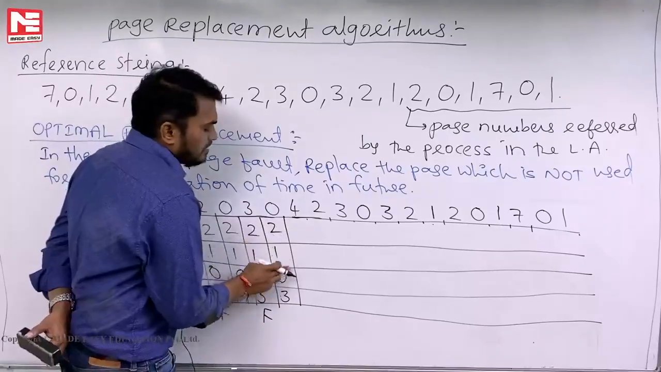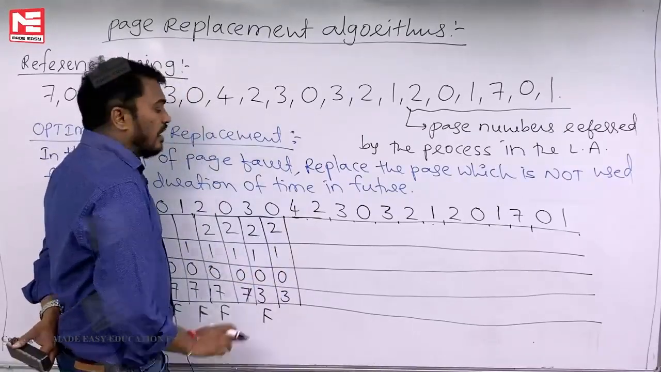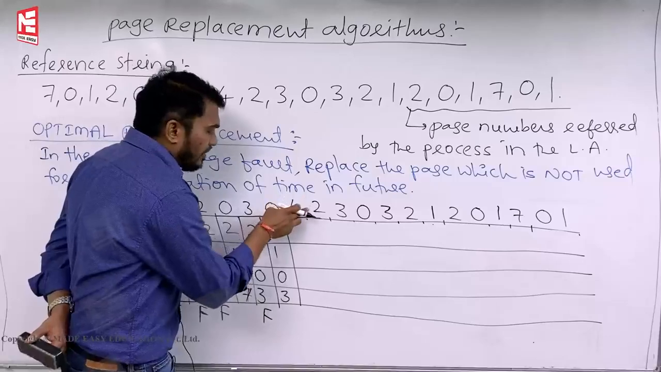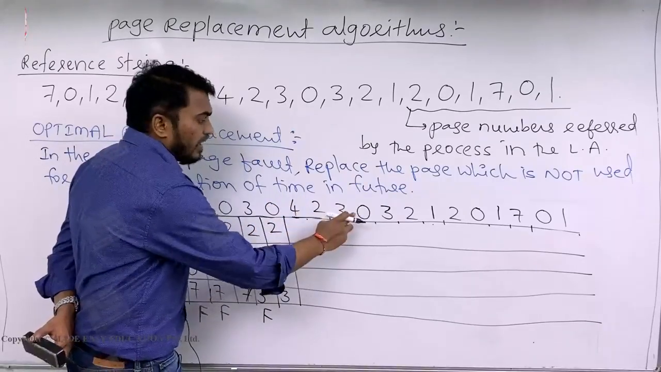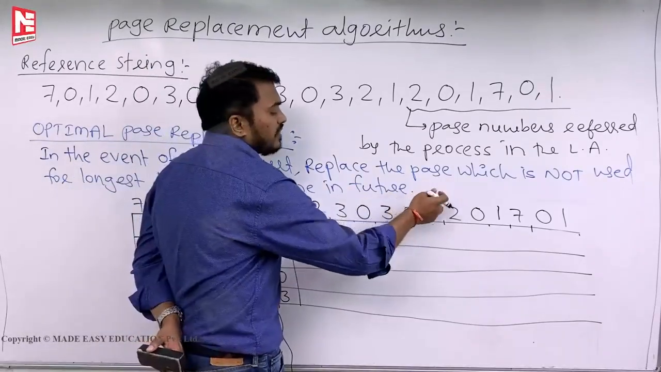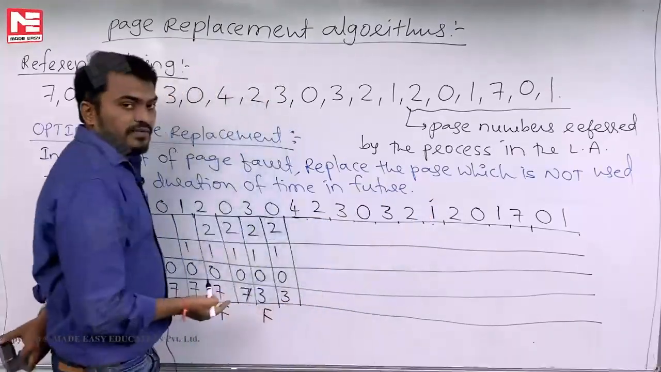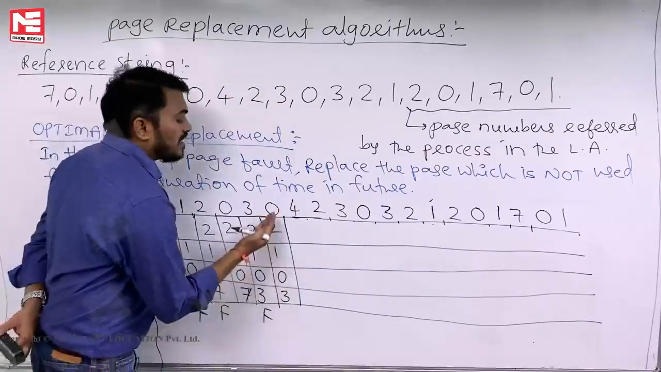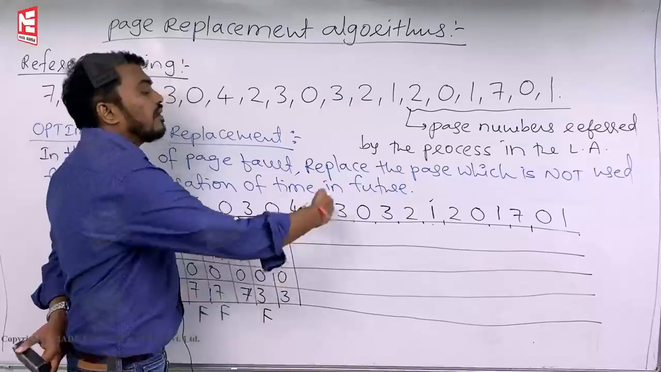देखो 2103 में, 2 यहाँ पे यूज हुआ, 3 यहाँ पे यूज हुआ, 0 यहाँ पे यूज हुआ, मगर 1 को अपन बहुत देर तक फ्यूचर में यूज नहीं किया. देखो 1 को यहाँ पे यूज किया, राइट? सो ये 4 पेजेस में विच इज नॉट यूज फॉर लॉन्गेस्ट ड्यूरेशन ऑफ टाइम.